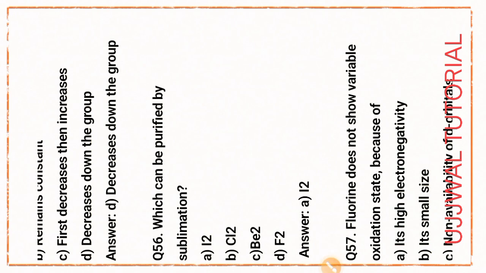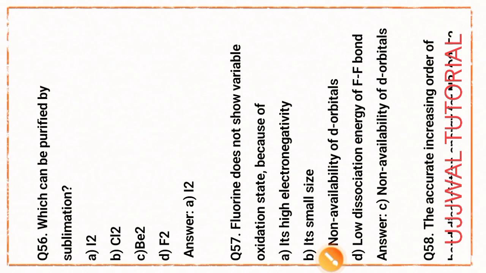Next question number 56. Which can be purified by sublimation? Iodine. That is option A, iodine. Okay. Next question number 57. Fluorine does not show variable oxidation state because of option C, non-availability, that is the presence of s and p but absence of d orbital. So option C is the right answer, non-availability of d orbital.